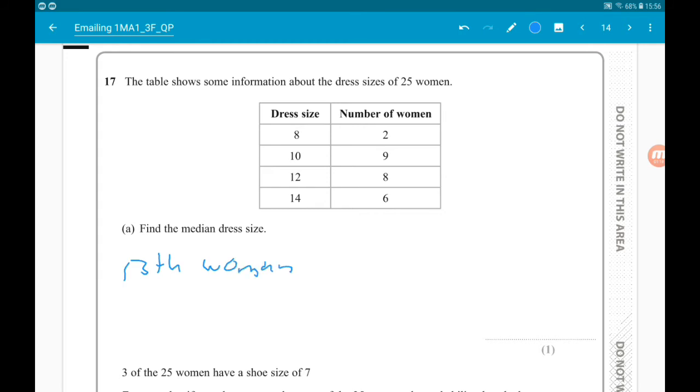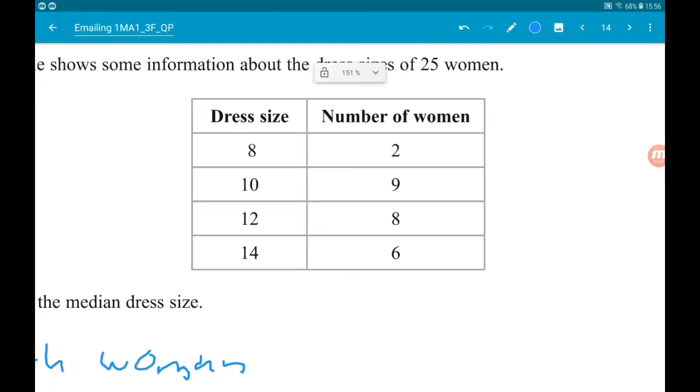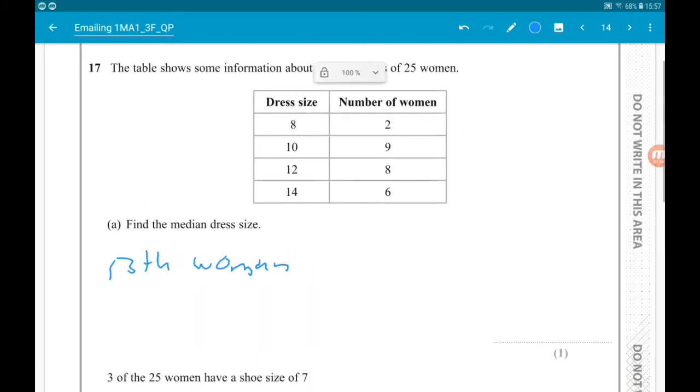So we then need to go through the frequencies and add them up until we are in an interval where the total frequency was 13 or more. So going down from the top, we got 2, which is definitely not in there. Add 9, 11, still no. Add the 8 in the third row, and that's 19. So the 13th woman has a dress size of 12. So the answer is 12.